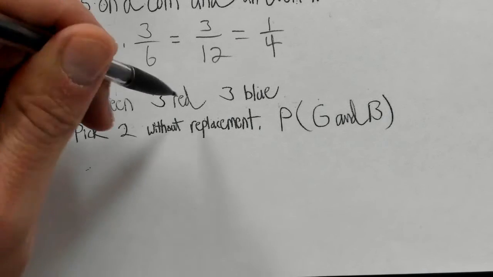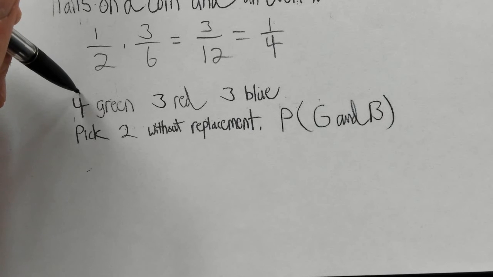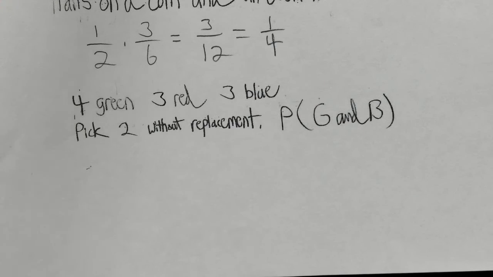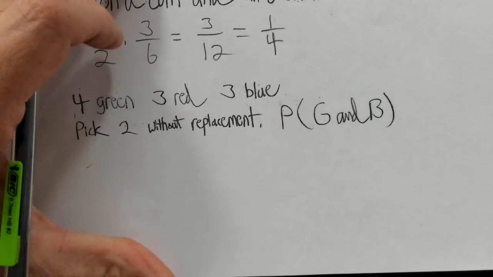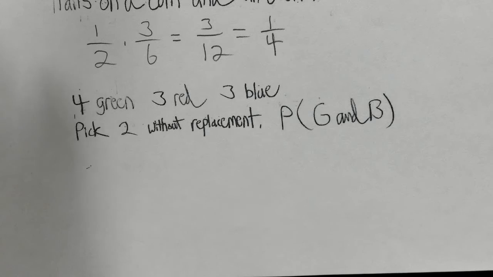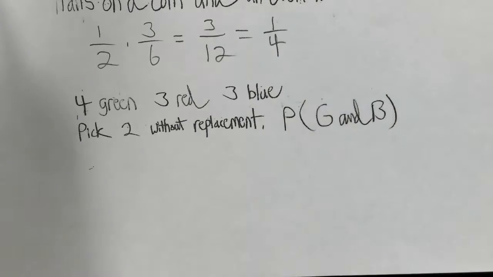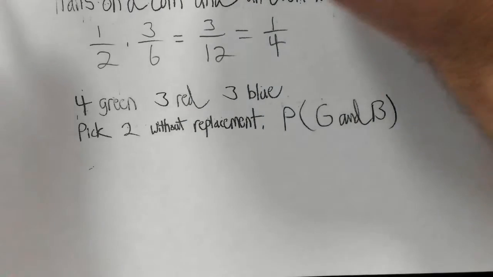So 3, 3, and 4, there are 10 objects in the box. After the first pick, there are no longer 10 objects in the box. There would be 9. That affects the probability. All right? So these are dependent events, and we have to treat them as such when we're finding the individual probabilities.